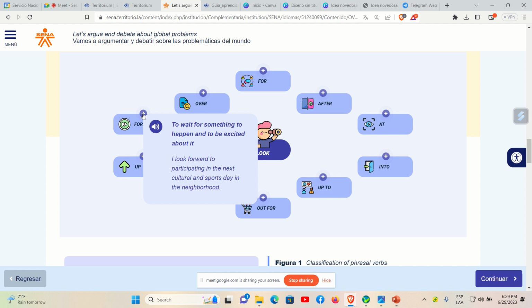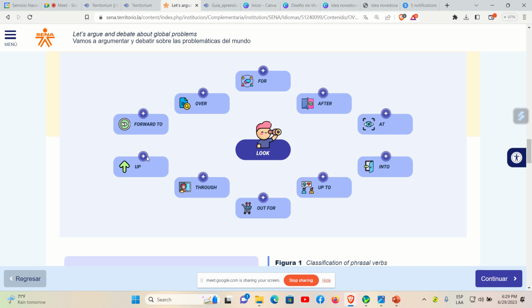Look forward to is to wait for something to happen and to be excited about it. Este look forward lo utilizamos mucho cuando acabamos un email, ¿cierto? Entonces, I look forward to participating in the next cultural and sports day in the neighborhood. Por ejemplo, decimos I look forward to participating or to hearing about you. Eso siempre va en ing después de este to. Ese es como lo rarito.